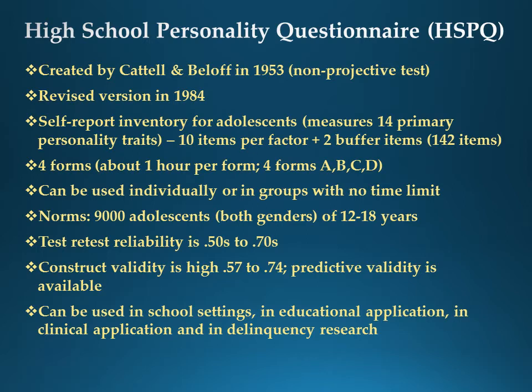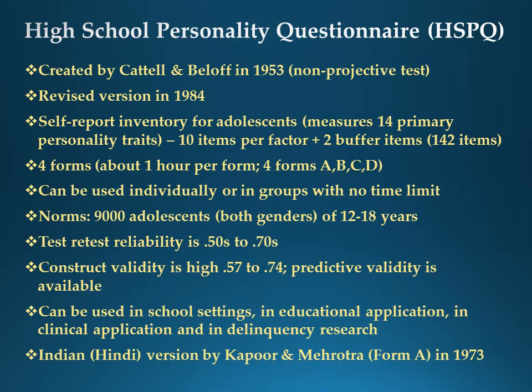The applications, if we're looking at, can be used in school settings, in educational settings, in clinical application, and in delinquency research. When I say delinquency, I am definitely looking at children who get into crimes, aggressive behavior, or any forms of psychosis. An Indian version, in Hindi, is available, which is made by Kapoor and Mehrotra, only for the Form A, which came out in 1973. So there's no Indian version of the revised 1984 version. But however, there is one available in Hindi.